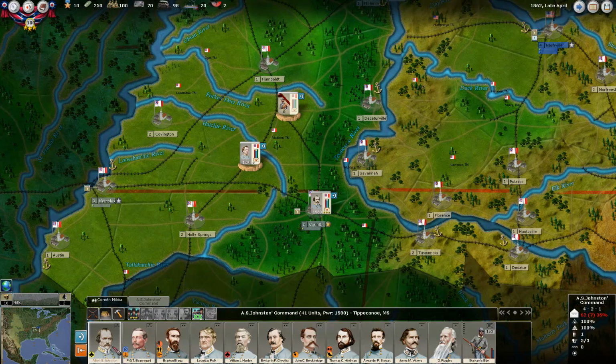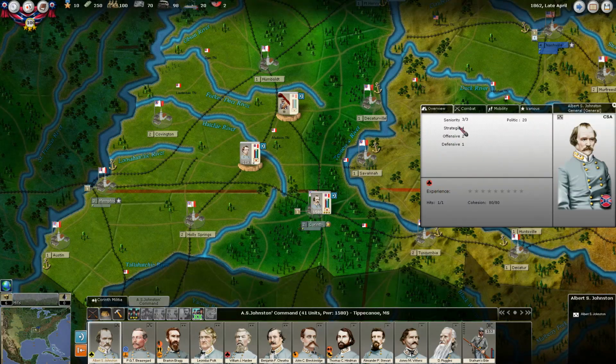So if you recall from our last video, we're talking about Johnston and his 4 strategic value. He can pass down an additional 2 command points to his core commanders. So his core commanders will have 16, theoretically.